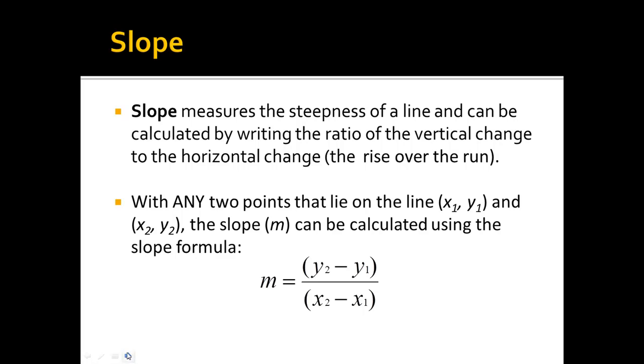The slope measures the steepness of a line. We write that by writing the ratio of the vertical change, the difference in the y's, to the difference in the x's, the horizontal change. We can use any 2 points on the line to calculate the slope. If you use 2 points and I use 2 different points, we'll still get the same slope. The slope is consistent throughout the line.